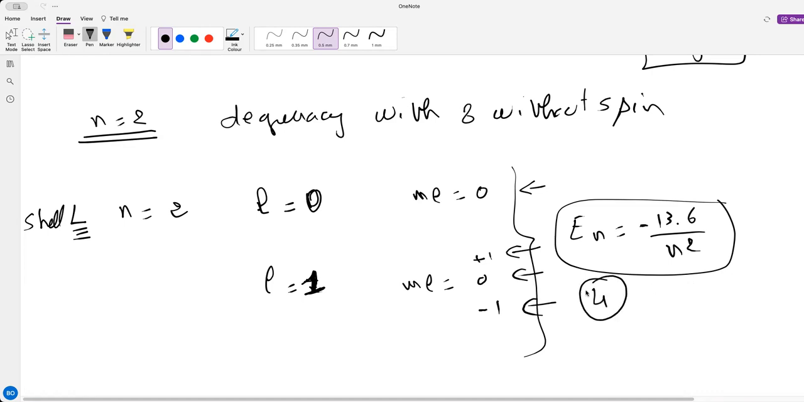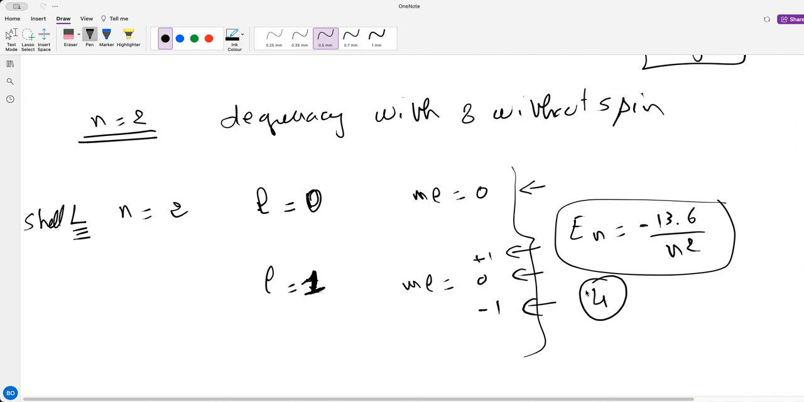And it's impossible to differentiate which one will give you exactly minus 13.6. All of them give you the same. So here, the degeneracy is 4. Did you understand this? Is this clear?